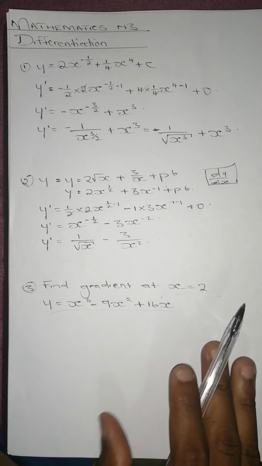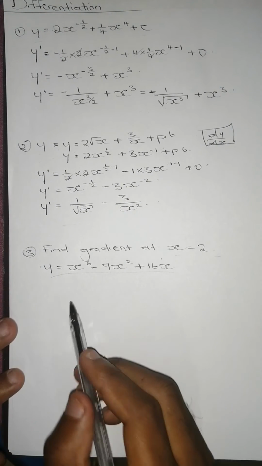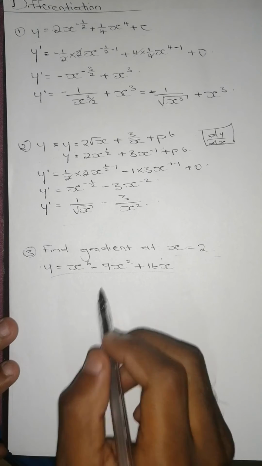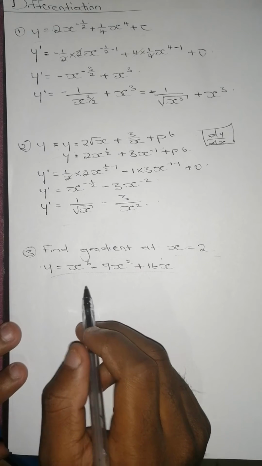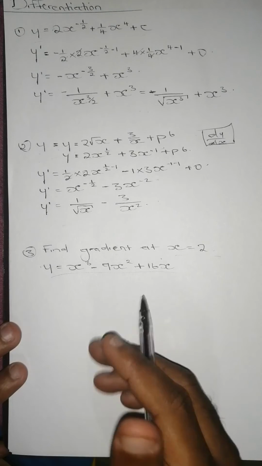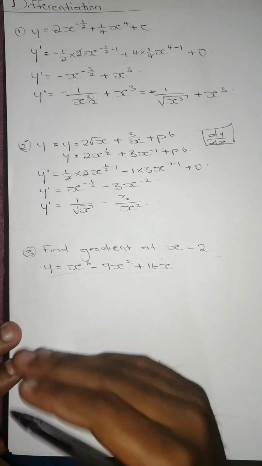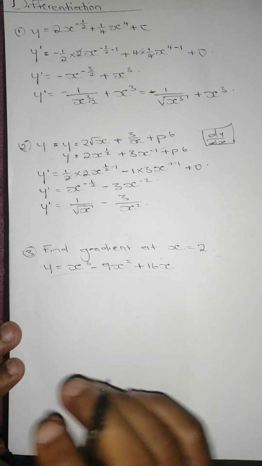The first one we get this, and the second one we get this. And here, what they say is find the gradient at x equals 2. We know that the derivative of a function is the gradient of that function at different points. So we're going to differentiate this to get the formula for the gradient of this curve. Then we substitute 2 to get the gradient at that point.